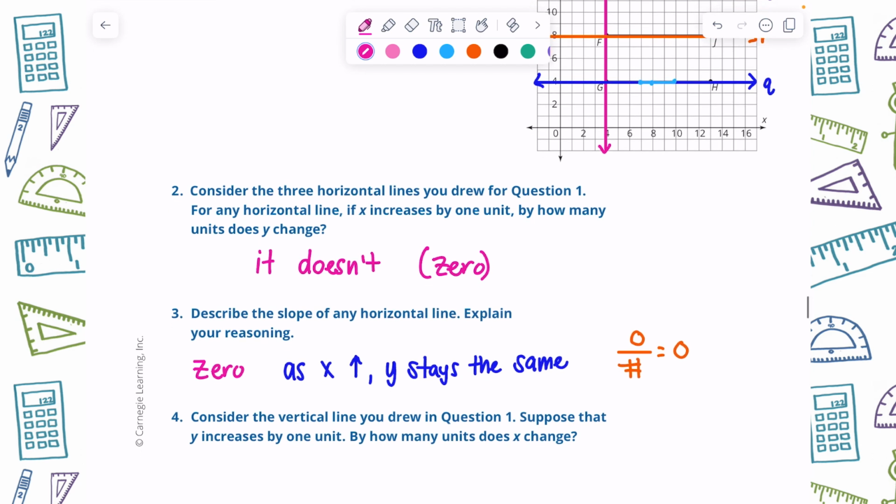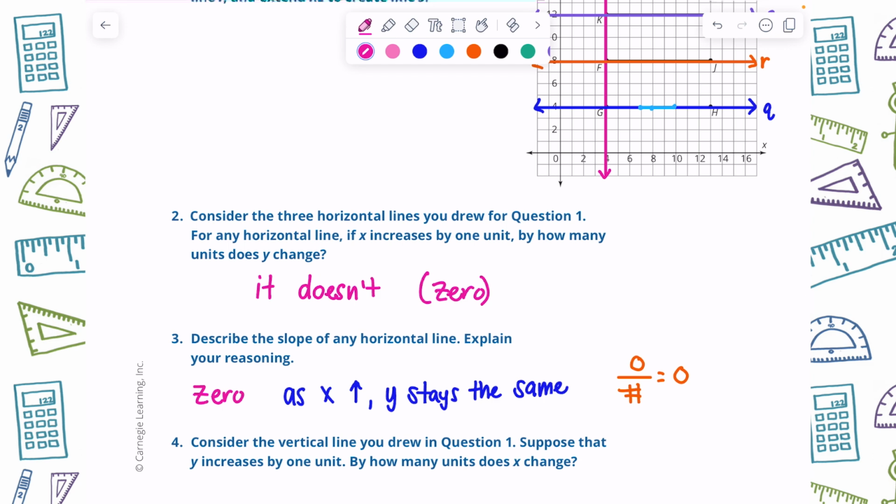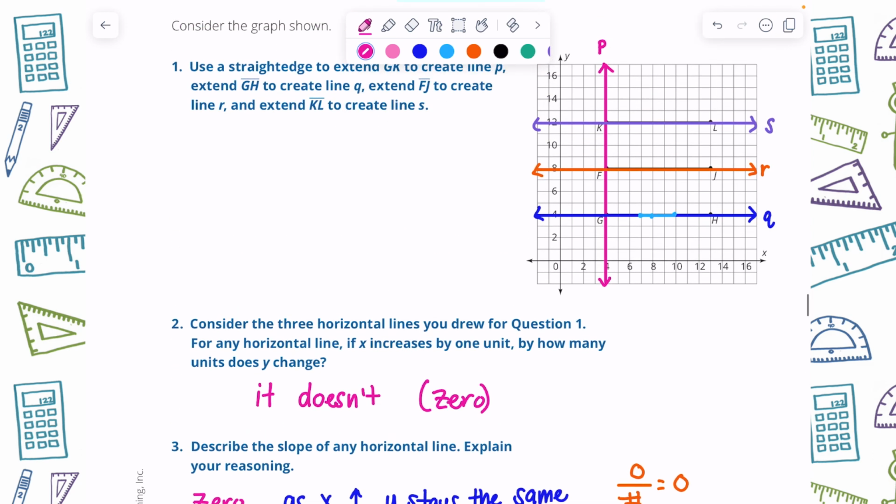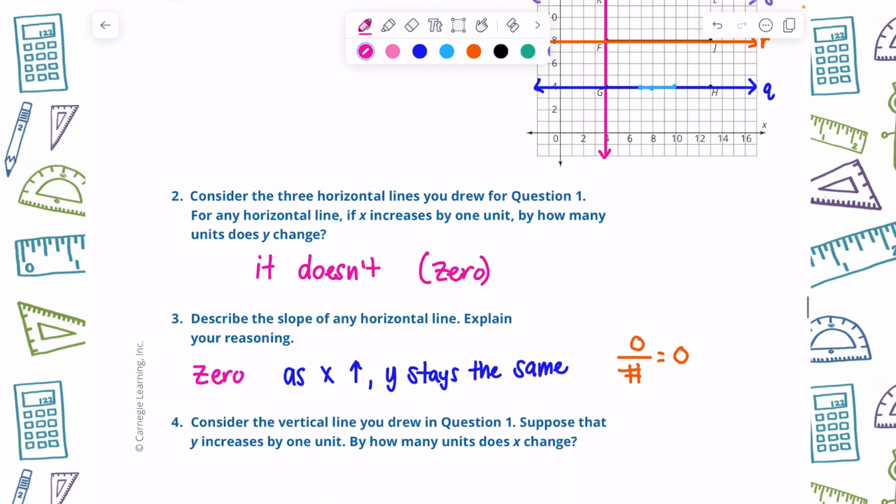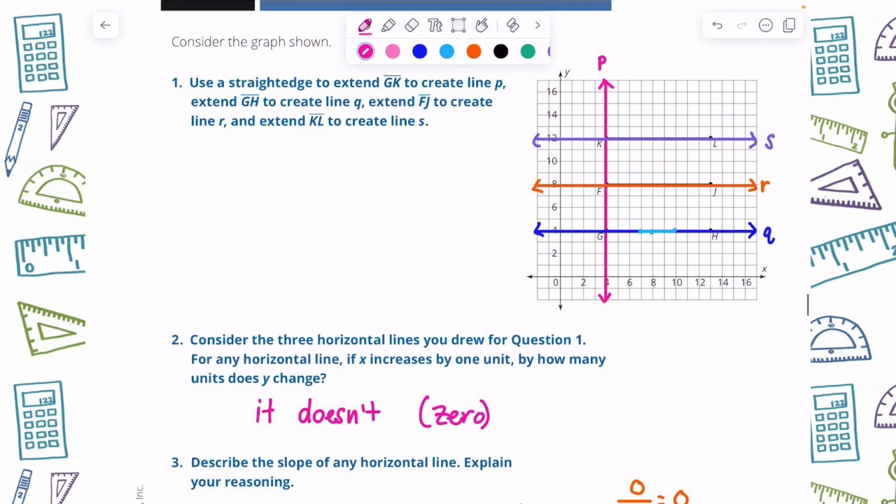All right, let's look at number 4. Consider the vertical line you drew in question 1. So now we're looking at line P, the vertical line, the one that's straight up and down. Suppose that y increases by 1 unit. By how many units does x change?